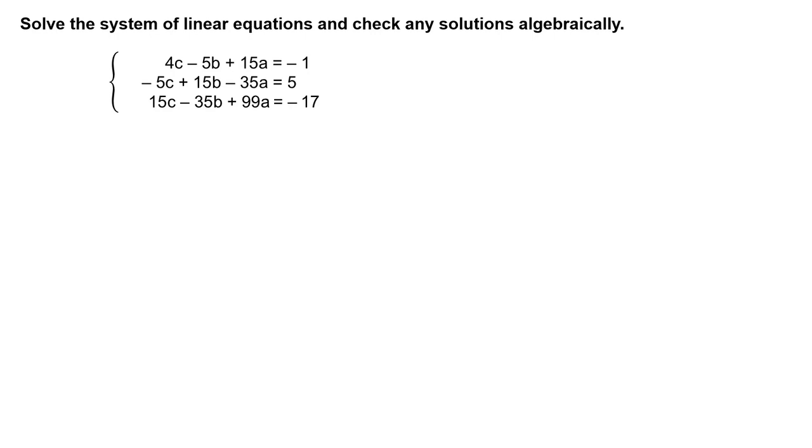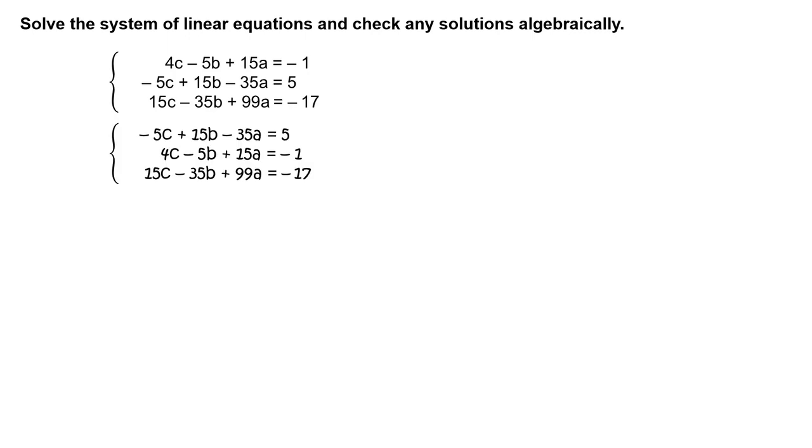Solve the system of linear equations and check any solutions algebraically. 4c minus 5b plus 15a equals -1. Negative 5c plus 15b minus 35a equals 5. 15c minus 35b plus 99a equals -17. First, switch the places of the first and second equation.